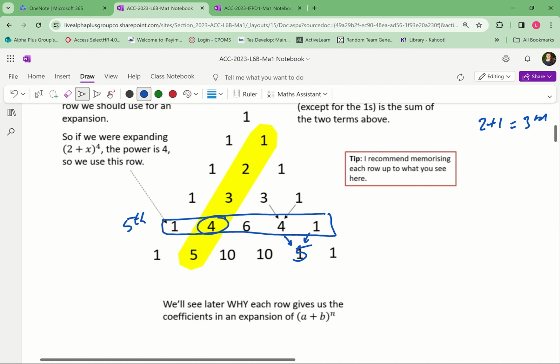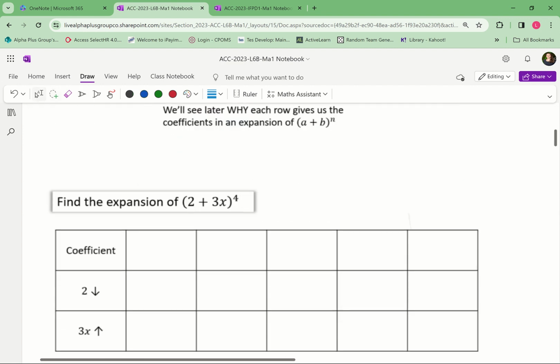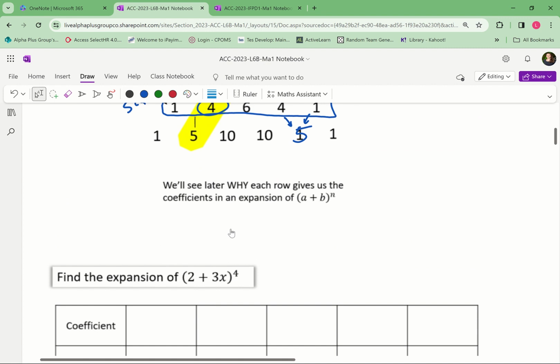Or I can look and see what is the second number in the row. I'm looking for a number 4 because that's the power of my brackets. So either way you want to remember it, it's going to be this row. So the coefficients are going to be 1, 4, 6, 4, 1.